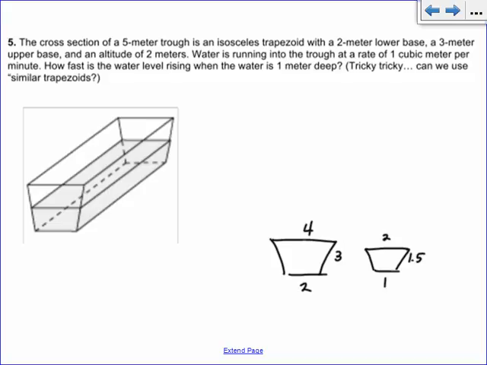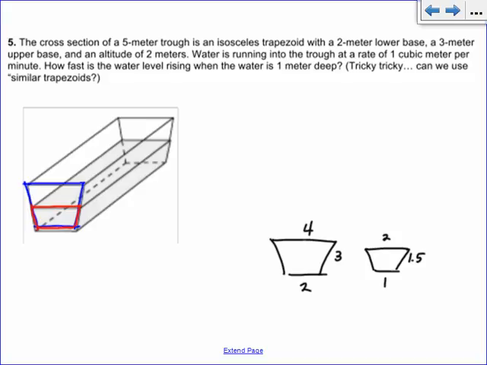Do you guys see how those would be similar? They're all in the proportion of 2 to 1. But the problem with this is, if I look at the whole big trapezoid here, and then this little trapezoid here, why can they not possibly be similar?